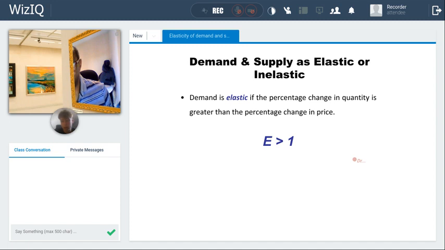So that means a little change in price will have a big impact on the amount of things that people buy. Which means this is elastic.